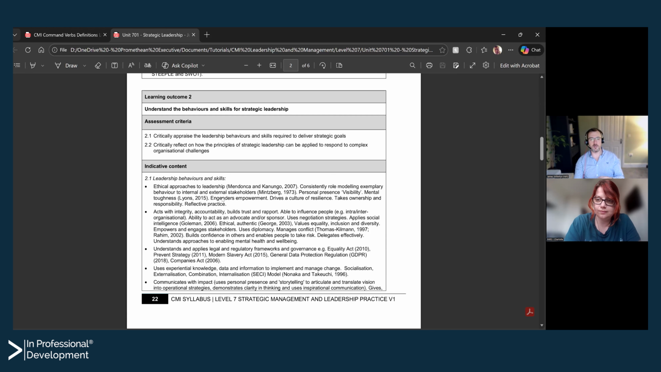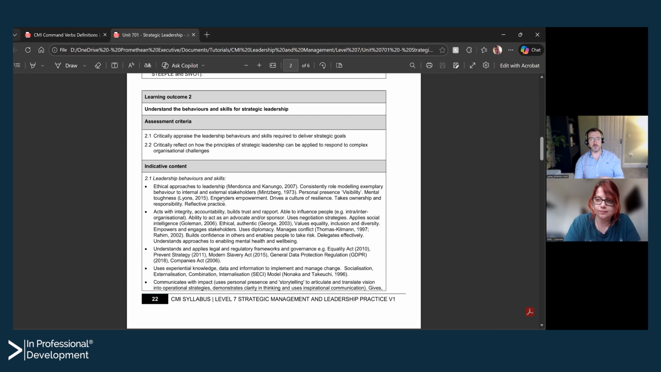I think it's important here to recognize that there are some big, broad principle things here. If you look at the indicative content, it talks about acts with integrity, accountability, builds trust and rapport. To form a critical appraisal, you might want to dig in a little bit to, okay, how do we do those things? How important are they? Maybe what happens if we don't have those? What might be the impact on delivering strategic goals if we don't do those things? So really dig into those behaviors and skills a little bit deeper and think about the consequences if they're present or not.